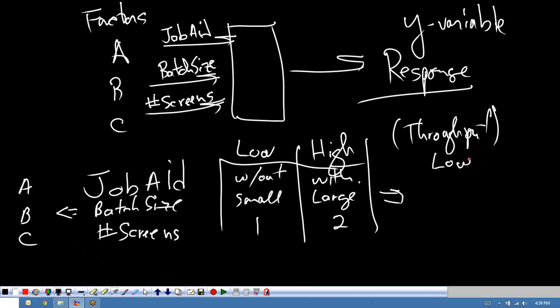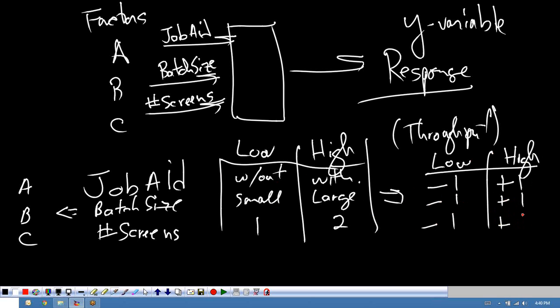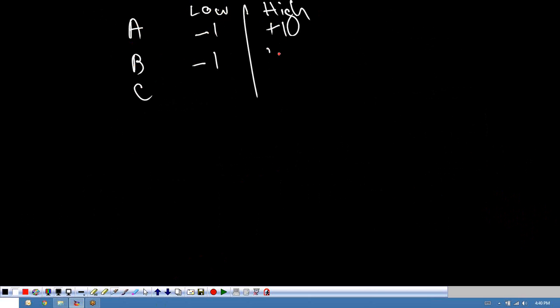We also convert these to a low and a high of the following, and this is why I use the notation low and high. -1 is always low, +1 is always high. So -1, +1, -1, +1. Okay? So that's the beauty of this, is that regardless of what we have right here, we end up with a generic one of A, B, and C, where our low and our high are -1, +1, -1, +1, -1, +1.